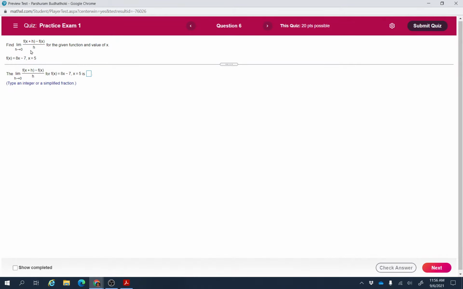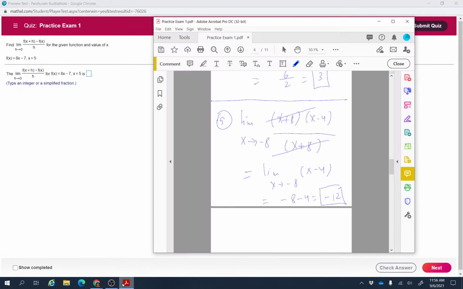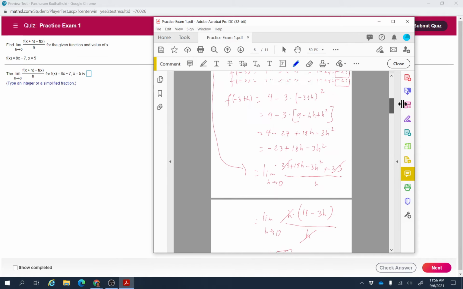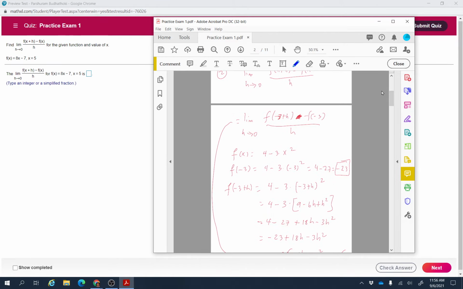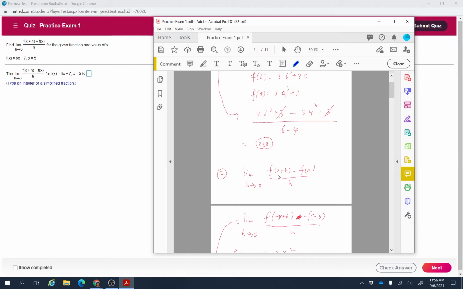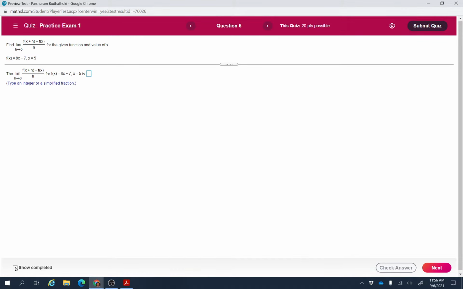Okay, this is a very similar problem to the second problem we did, problem number 2. Exactly the same thing, so I'm going to skip it. There is an answer, and you just plug the value into f of x plus h minus f of x divided by h. Try to cancel this h in the denominator. You will be able to.